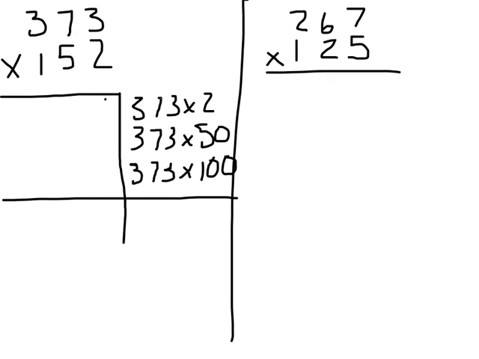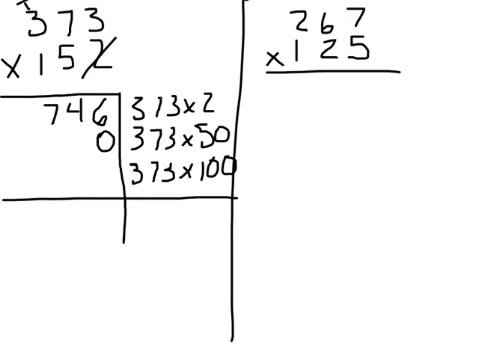2 times 3 is 6. 2 times 7 is 14. 2 times 3 is 6, plus 1 more is 7. I'm done with my 2. I can cross it out and drop my 0 because 5 is in the tens place.